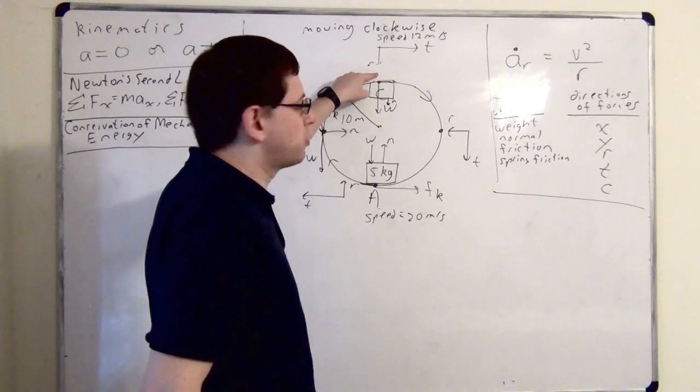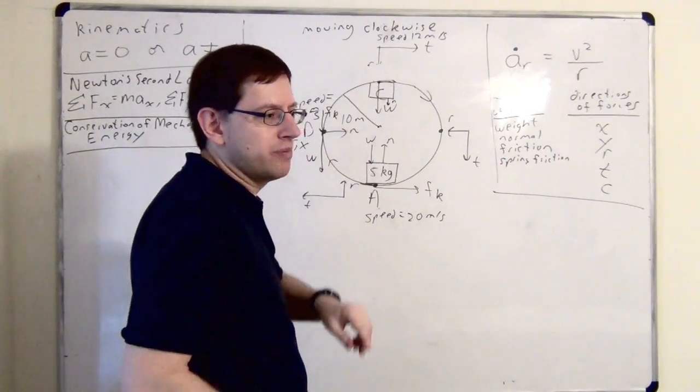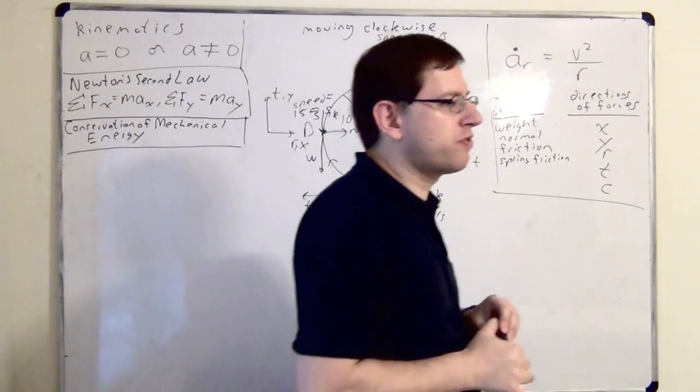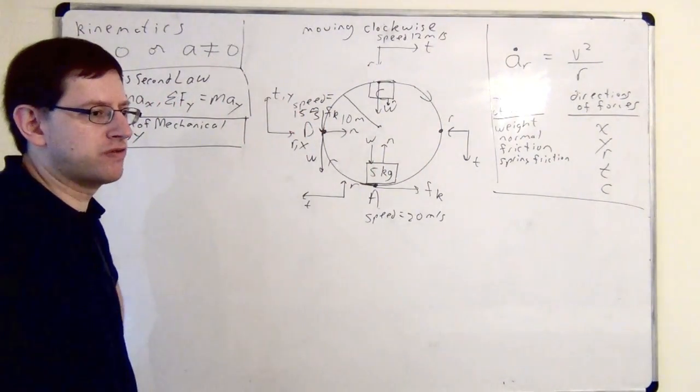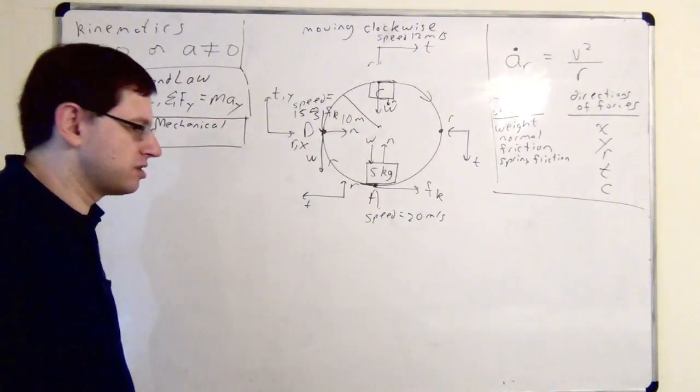Because if the box is here, then the normal force has to push away from the surface towards the object. Maybe that's a better way to put it: the normal force always points away from the surface towards the object.